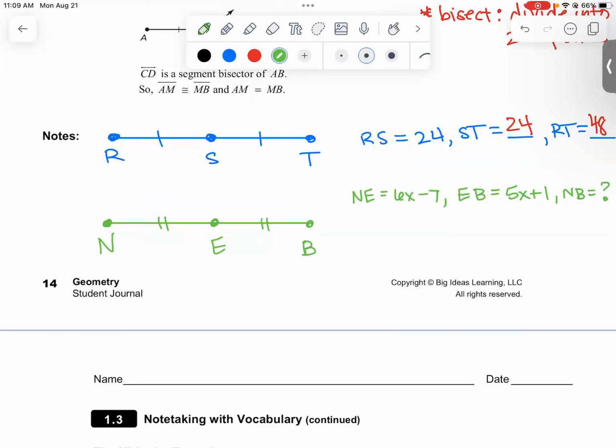In order to determine what NB equals, what would we first need to determine? What do we have to find first? We gotta know what x is. Okay, now we know that NE is 6x minus 7, and we know that EB is 5x plus 1. Well, what do we know about segment NE compared to segment EB? They're the same. All right. So what we can do is we can say, okay, 6x minus 7 equals 5x plus 1.